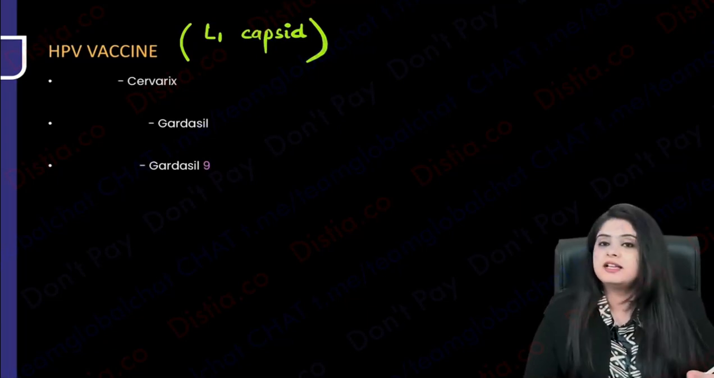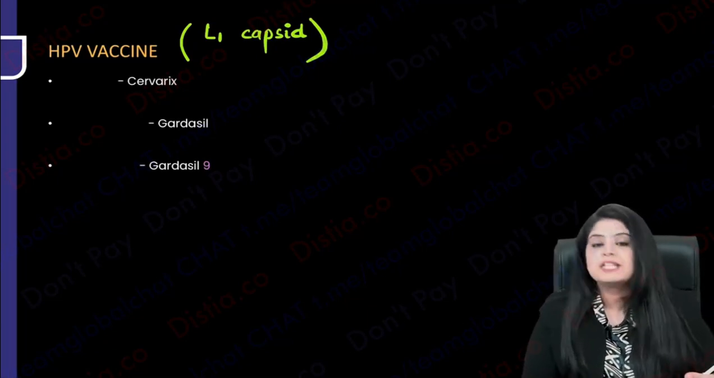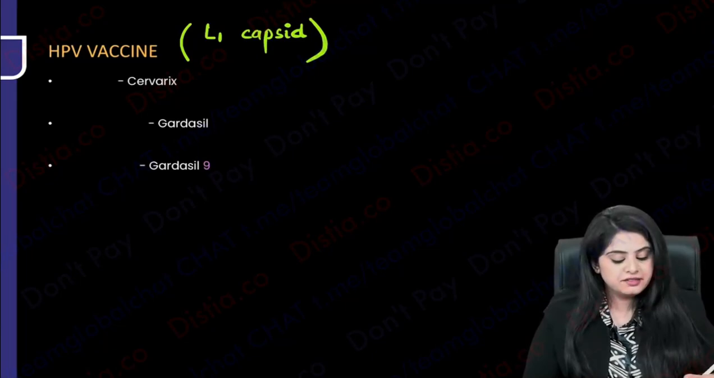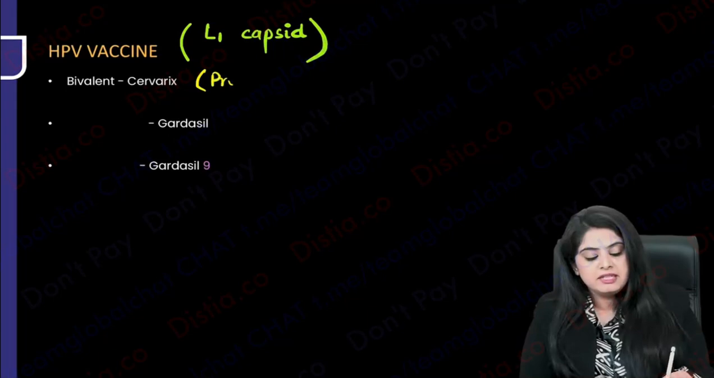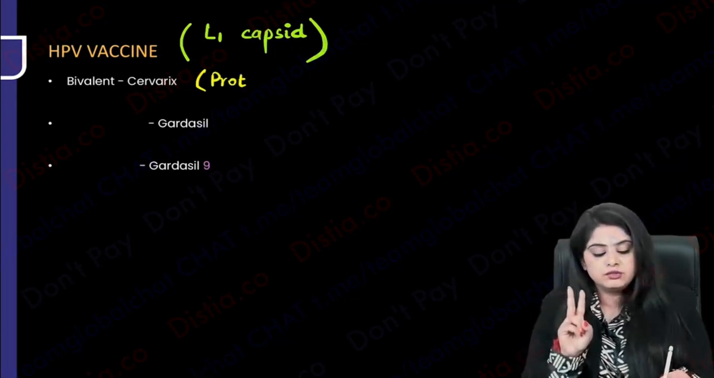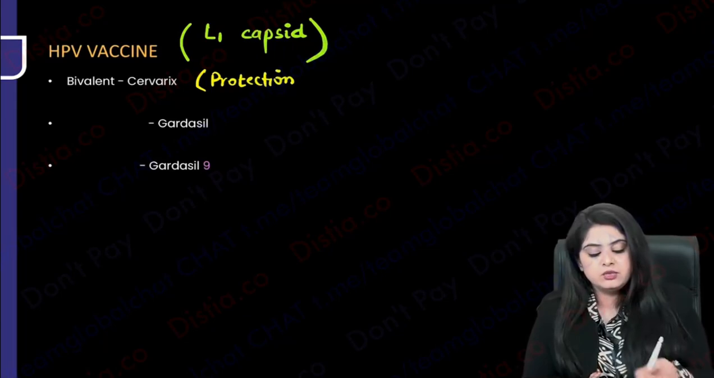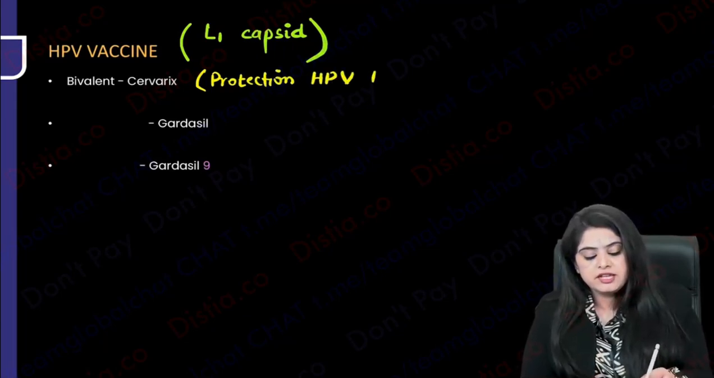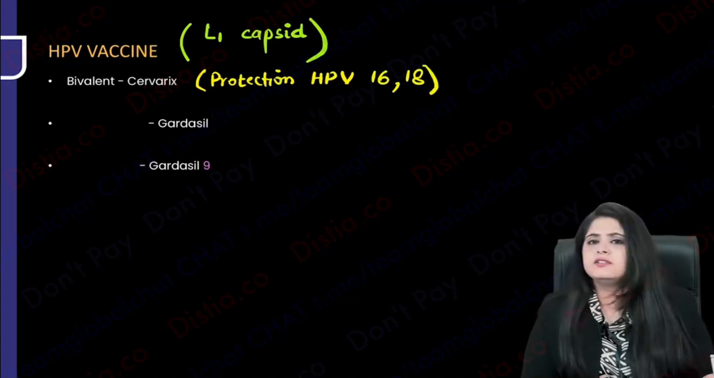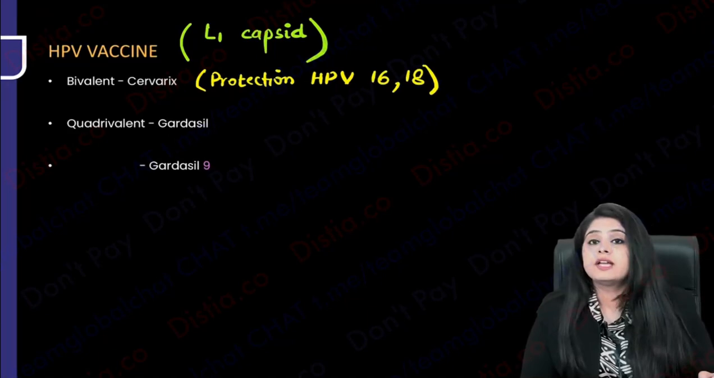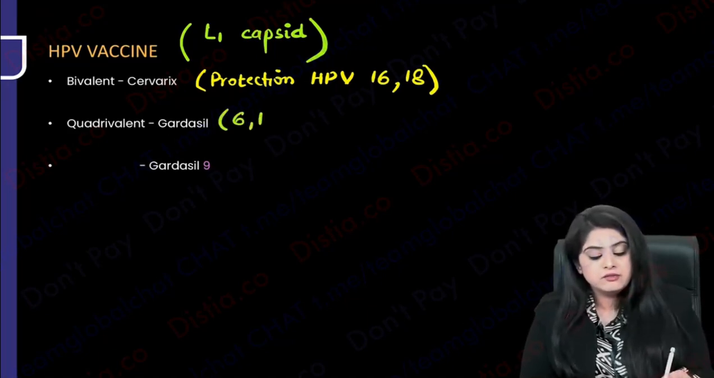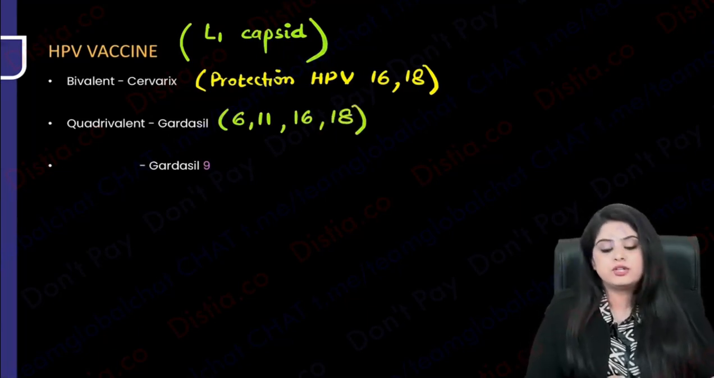So what are the vaccines? I'll give you obviously a quick overview. Cervarix, Gardasil and Gardasil 9. First, Cervarix is a bivalent vaccine. Bivalent means it is going to protect against two strains. Which ones? Protection is going to be against HPV 16 and 18 because they were the ones causing cancer. But Gardasil said that I want protection against the low-risk ones also, the warts ones as well. So 6, 11, 16 and 18, all four are protected against.